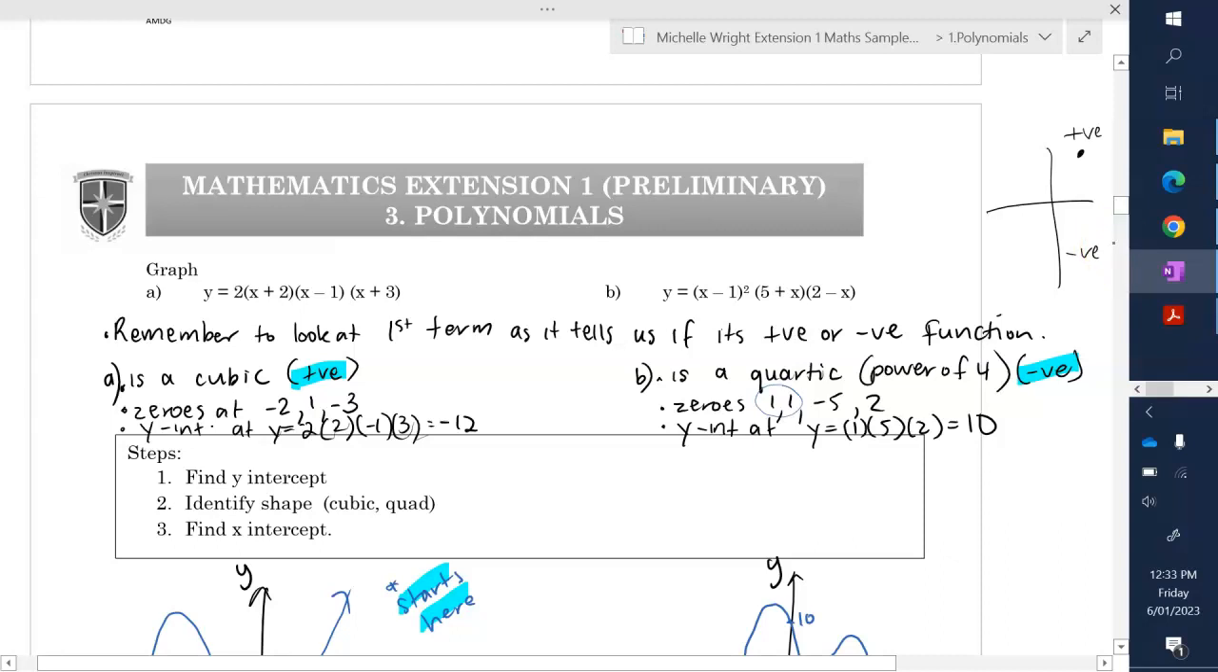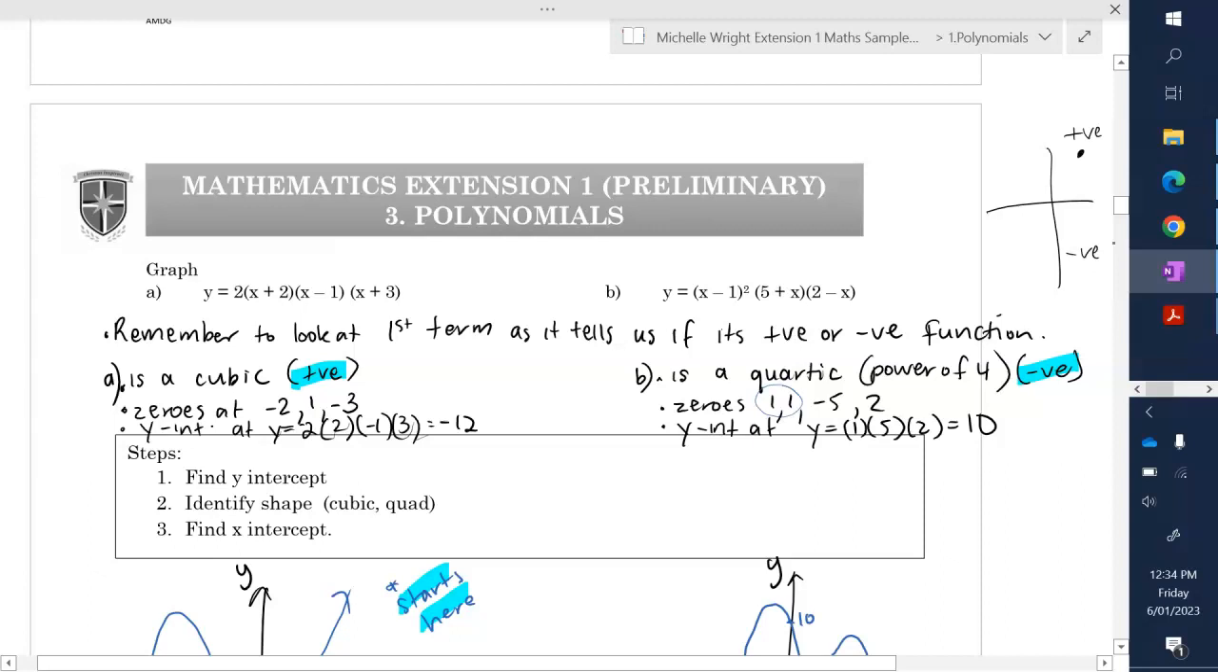And that is, again, like our previous question, one of the biggest tips that will help us to quickly draw this. So it starts down here. We know we've got our zeros. We know it's a quartic. We also need a y-intercept. A y-intercept happens when x is 0. So I've just set these to 0. -1 squared is 1. 5 plus 0 is 5, and 2 minus 0 is 2. So 1 times 5 times 2 is 10.